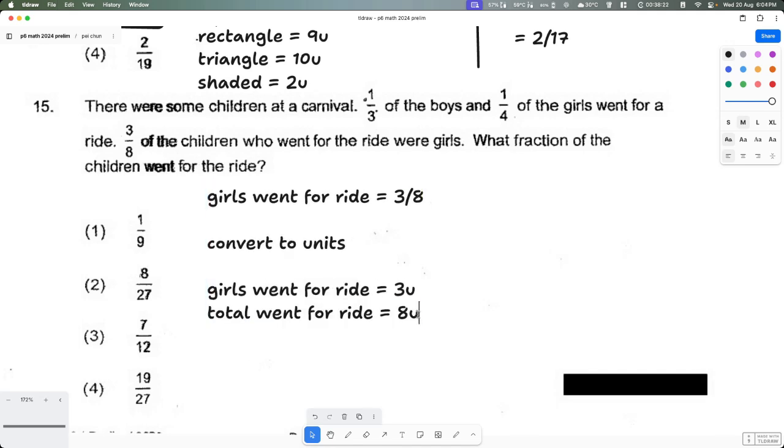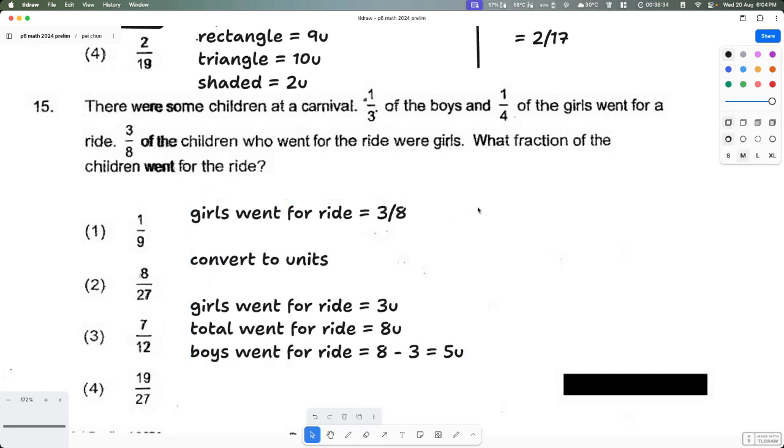And then boys went for a ride is 8 minus 3, which is equal to 5 units. Okay, so now with this, we want to know what fraction of children went. So 1/4 girls went for a ride is equal to 3 units.